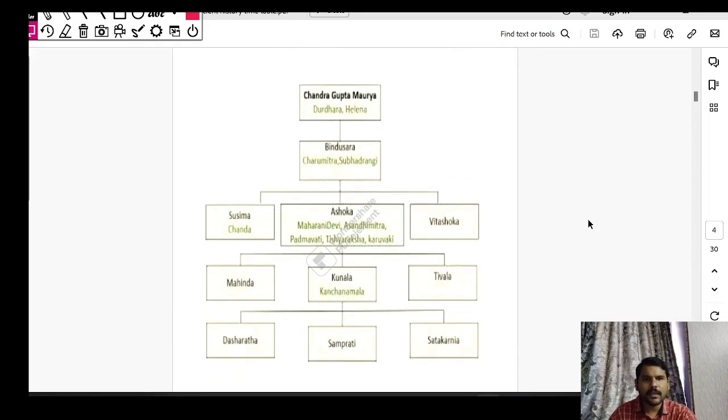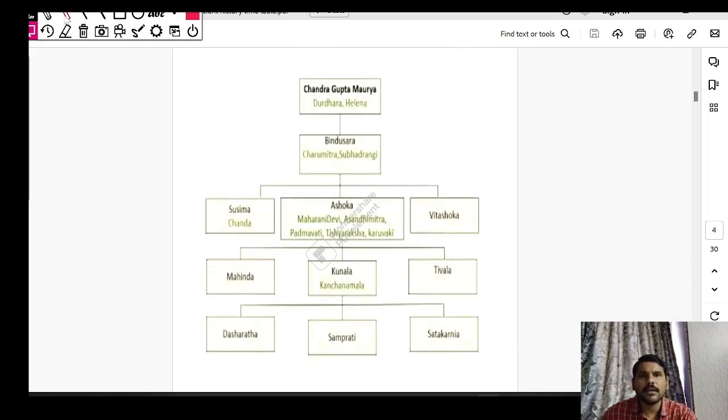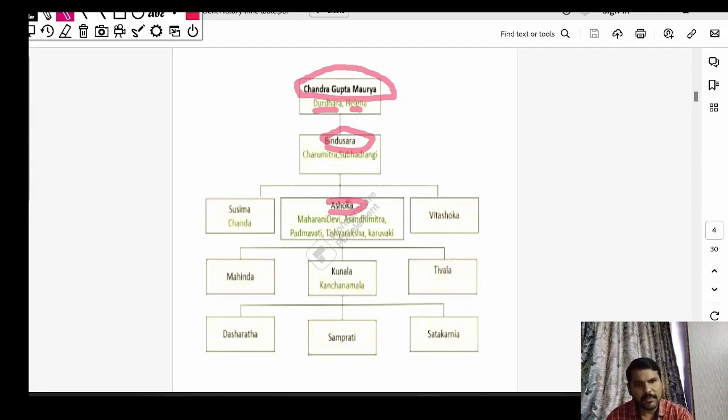So if you look here, this is again an important map. Chandragupta Maurya is the founder of the Mauryan Empire. His wife is Durdara, and when he defeated Seleucus Nicator, he married his daughter Helena. And Bindusara was the son of Chandragupta Maurya. Bindusara's sons were Susima, Ashoka, etc. So Ashoka went for a war of succession. He killed his elders. He left his younger brother, and he became the king.